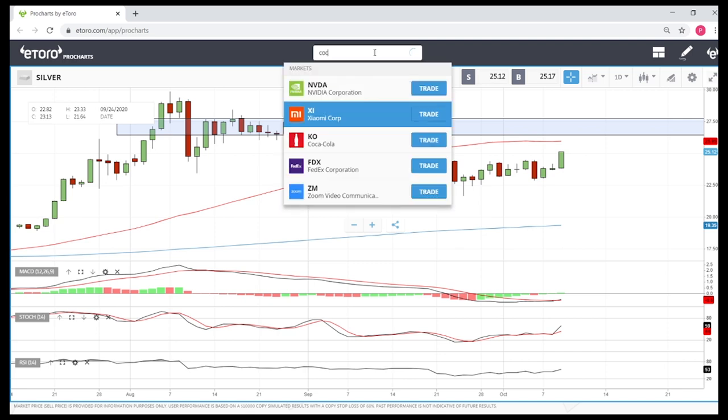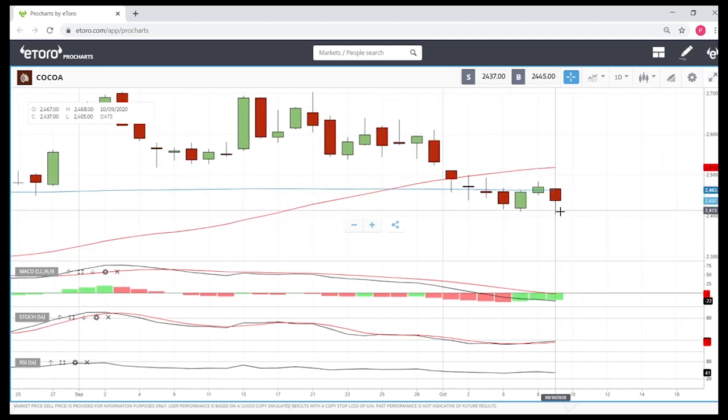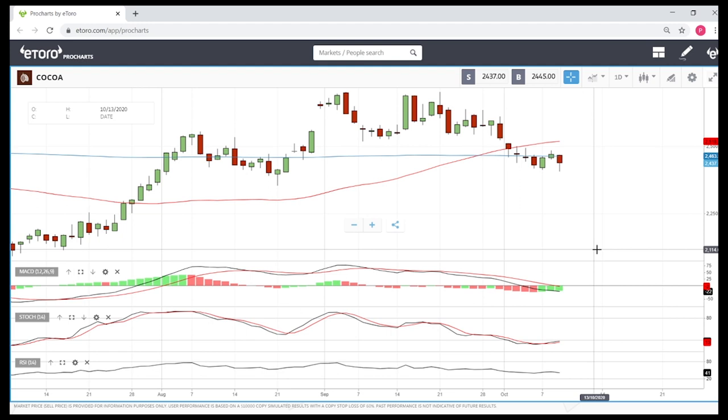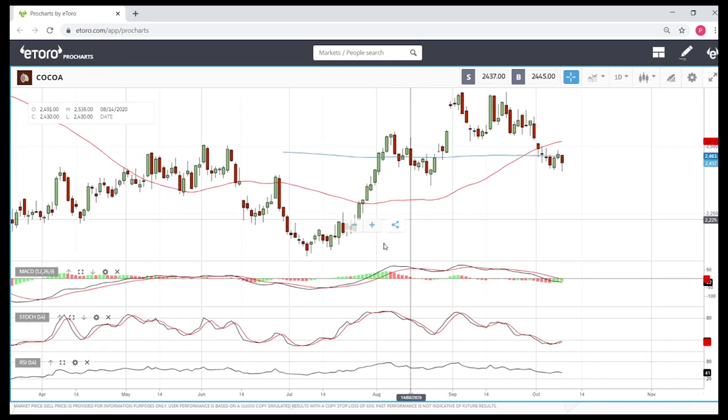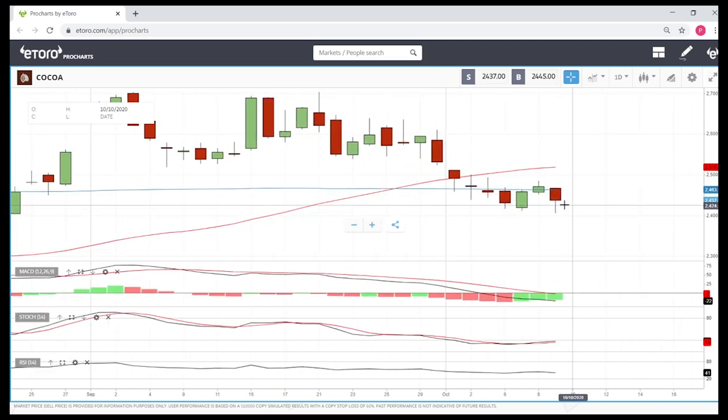So look at Cocoa. Cocoa broke down and then bounced. At this point, we are trading underneath the 200 moving average. The technical indicators are looking more promising than they did previously. I was actually expecting this to break down further all the way down to these levels. That was a possibility, but this pullback did see buyers come in and pressure the price up.